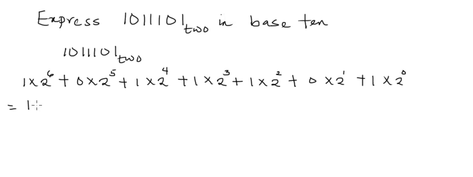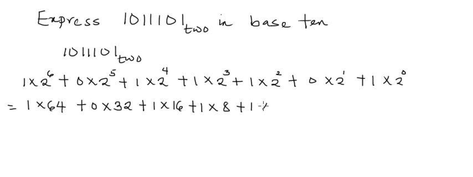That becomes 1 times 2 raised to power 6, that's 2 times 2 times 2 times 2 times 2 times 2. 2 raised to power 6 gives me 64, plus 0 times 2 raised to power 5, which is 32, plus 1 times 2 raised to power 4, that's 16, plus 1 times 2 raised to power 3, which is 8, plus 1 times 2 raised to power 2, which is 4, plus 0 times 2 raised to power 1, that's 2, and finally 1 times 2 raised to power 0 is 1. Anything raised to the power of 0 is 1.